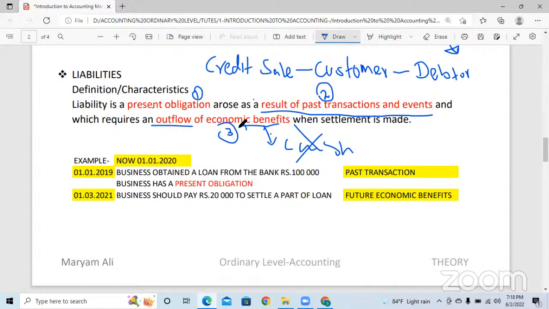Understood? So remember, economic benefit does not mean cash. It can be any resources. Clear? Okay, are you all clear, guys? So wait, we'll see if you have any doubt.